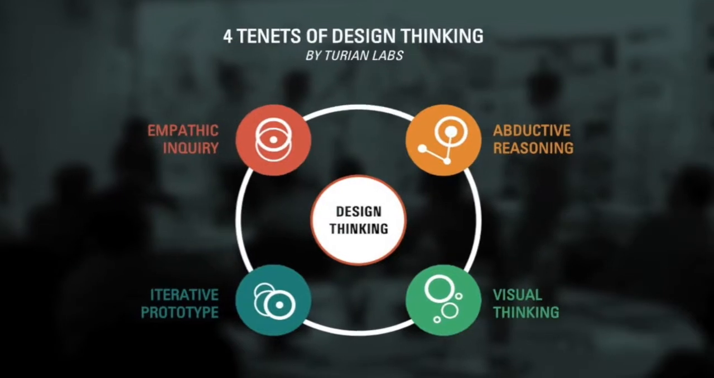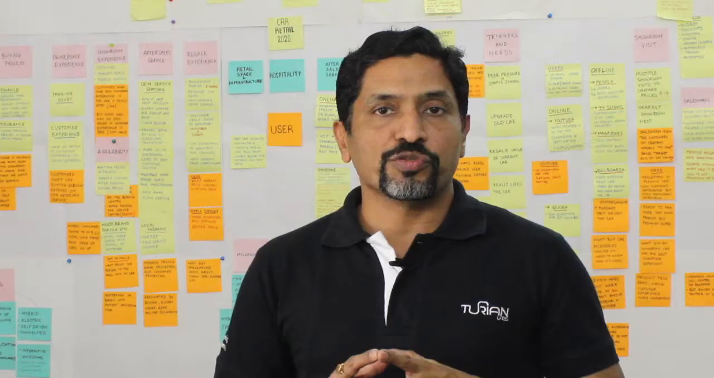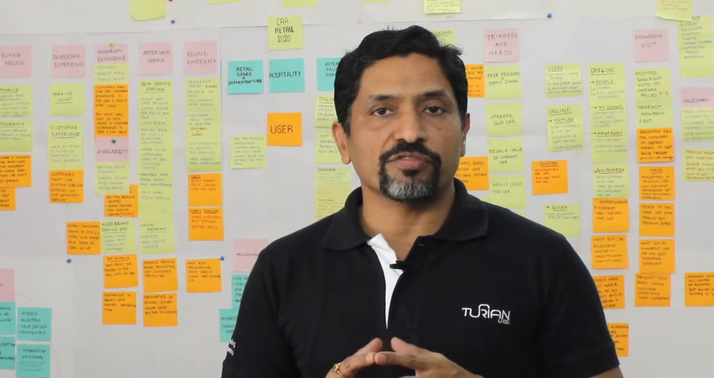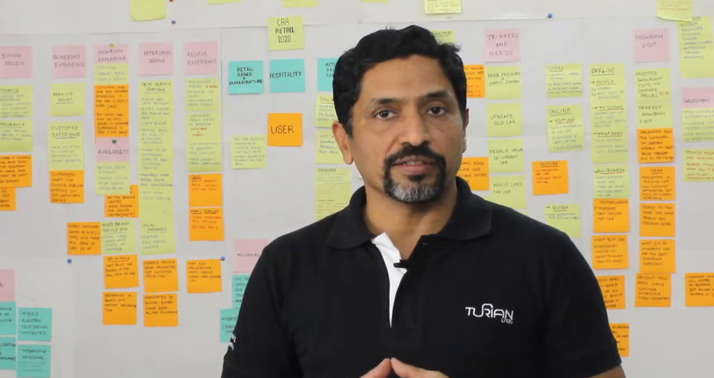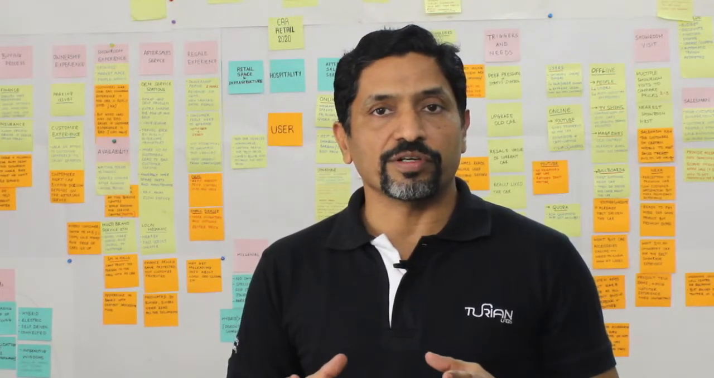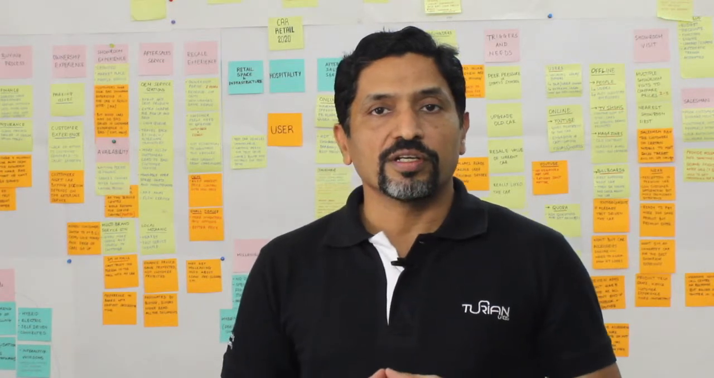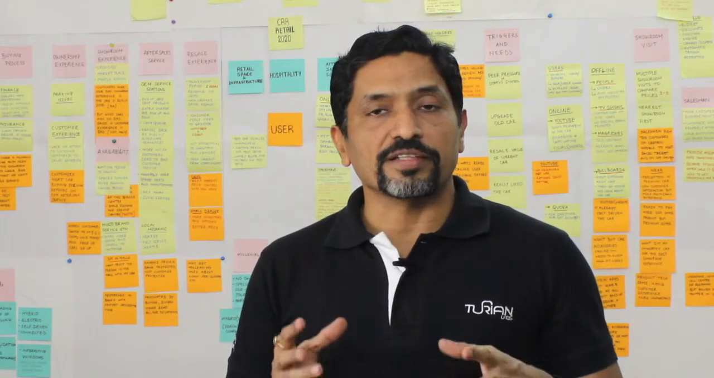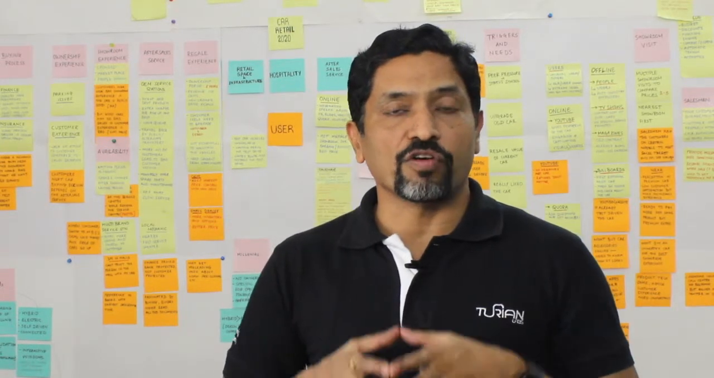That's abductive reasoning, and that's a very important tenet of design thinking going forward. Number 3 is visual thinking. Now, visual thinking is not something which is new as a word. When we were cavemen, we were doing this. We were writing not in terms of letters, we were drawing pictures. This is as primitive as it can go.